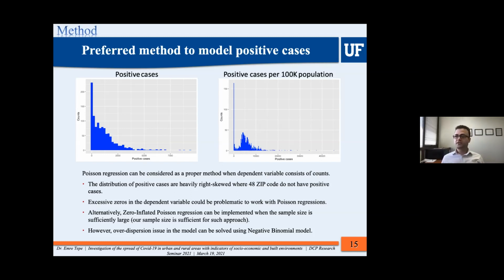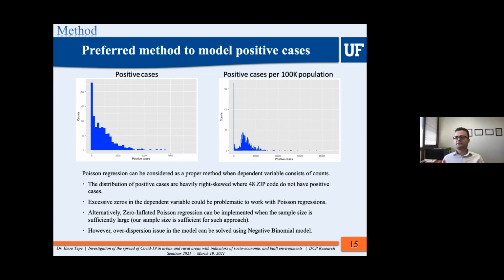The first thing is that we have some zip codes that don't have any cases, because not many people live there, or some of them are basically purely wetlands or forest area. So this is a problem when working with Poisson regression. Related to this, the real problem is having an excessive number of zeros in the dependent variable. An alternative solution to this, I considered a zero inflated Poisson regression.